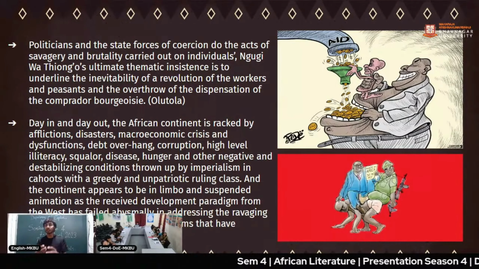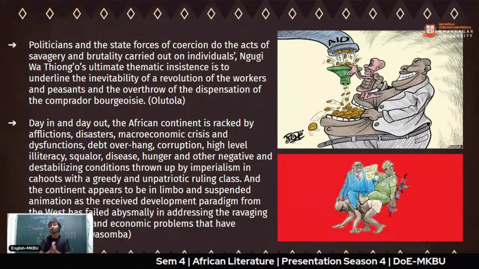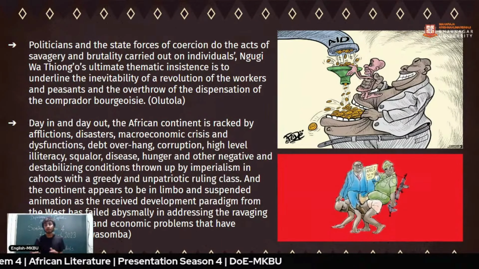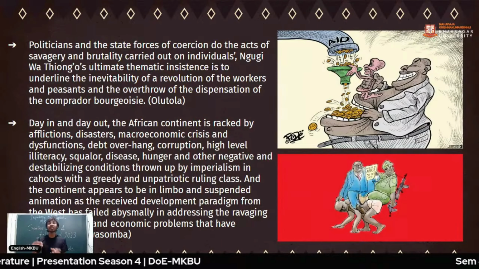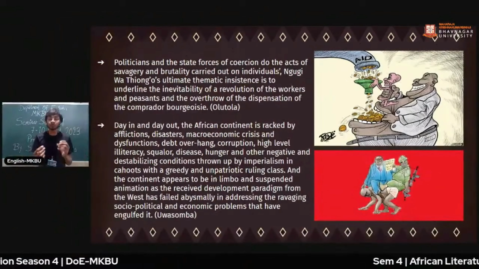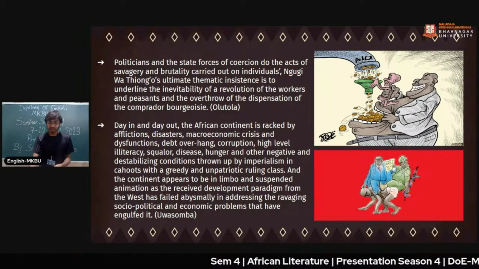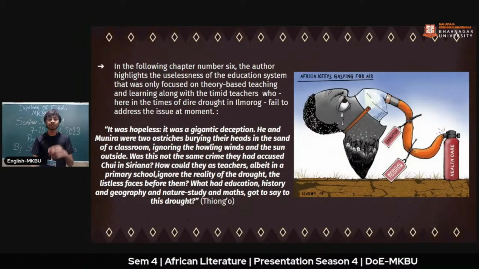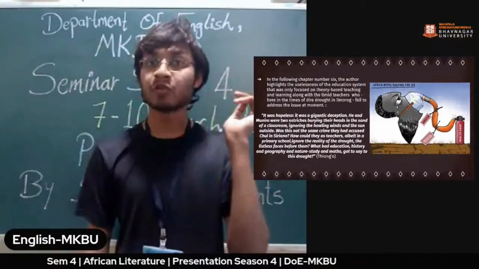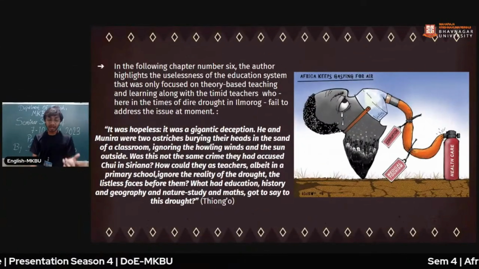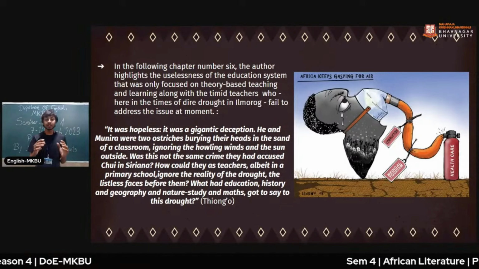Whatever they speak, like Lucky and Pozzo in Waiting for Godot, we find that whatever Lucky speaks, Pozzo repeats. So these things will happen. But here people are forgetting that power is in their hand, not in the ruler's hand or the leader's hand. So these things should be done. Again, in the following chapter number 6, before which we saw chapter number 5, the author highlights the uselessness of the education system.